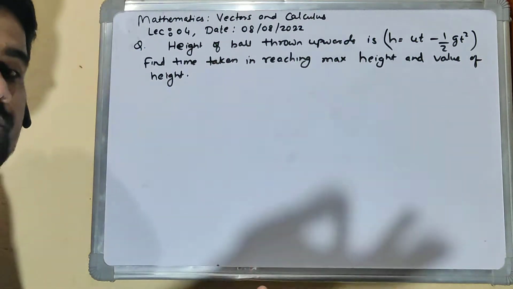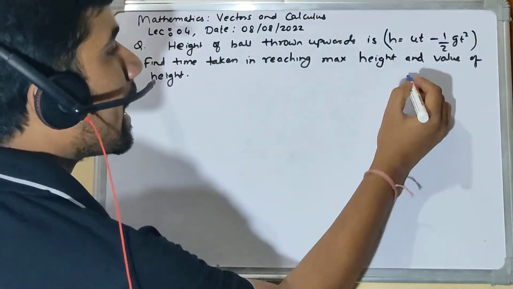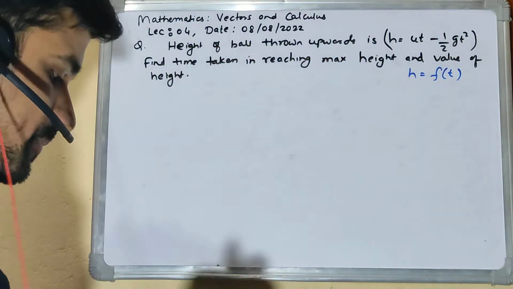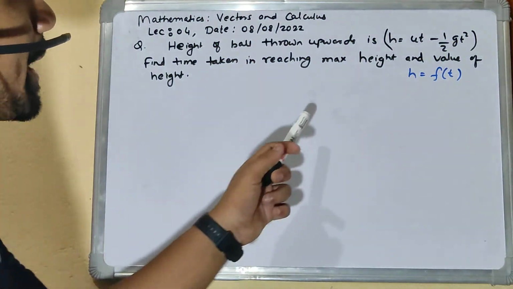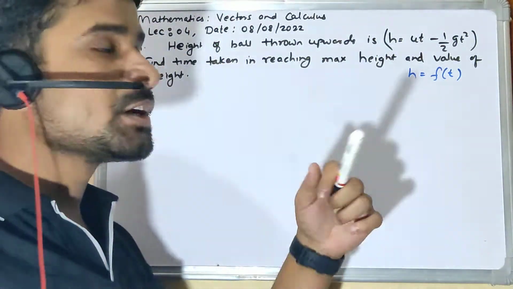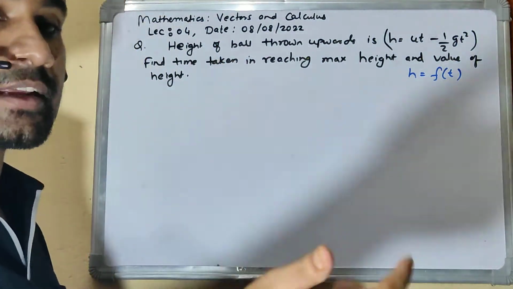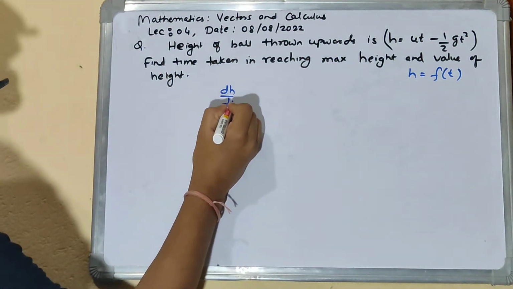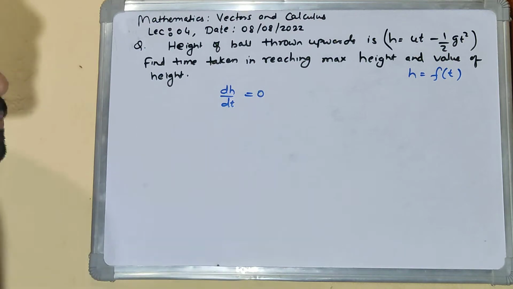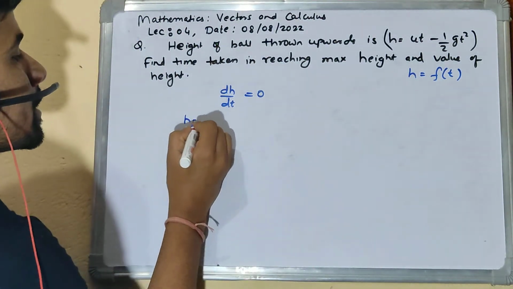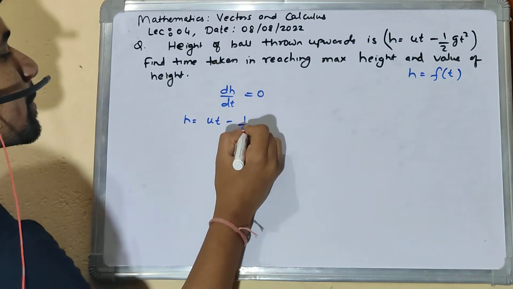So here we don't have y and x. Basically here we have height as a function of time, so you can think in this direction. To find maxima and minima, we talked about needing to differentiate with respect to that variable. So can I differentiate height with respect to time and equate it to 0? This will be either a point of maxima or minima, as we just discussed. So h is nothing but ut minus half gt square, right?